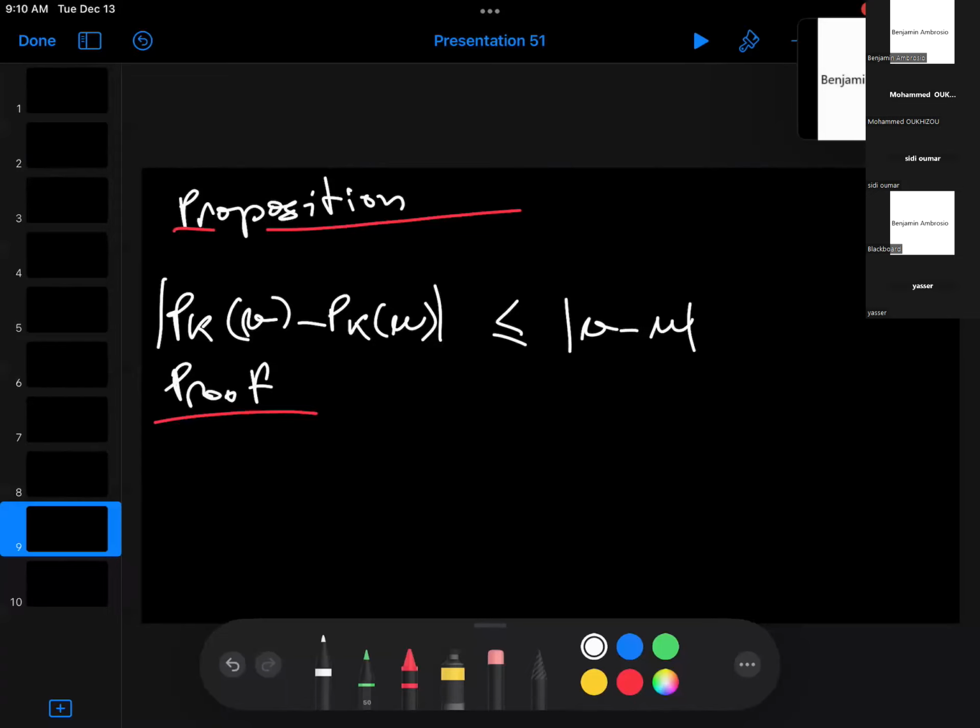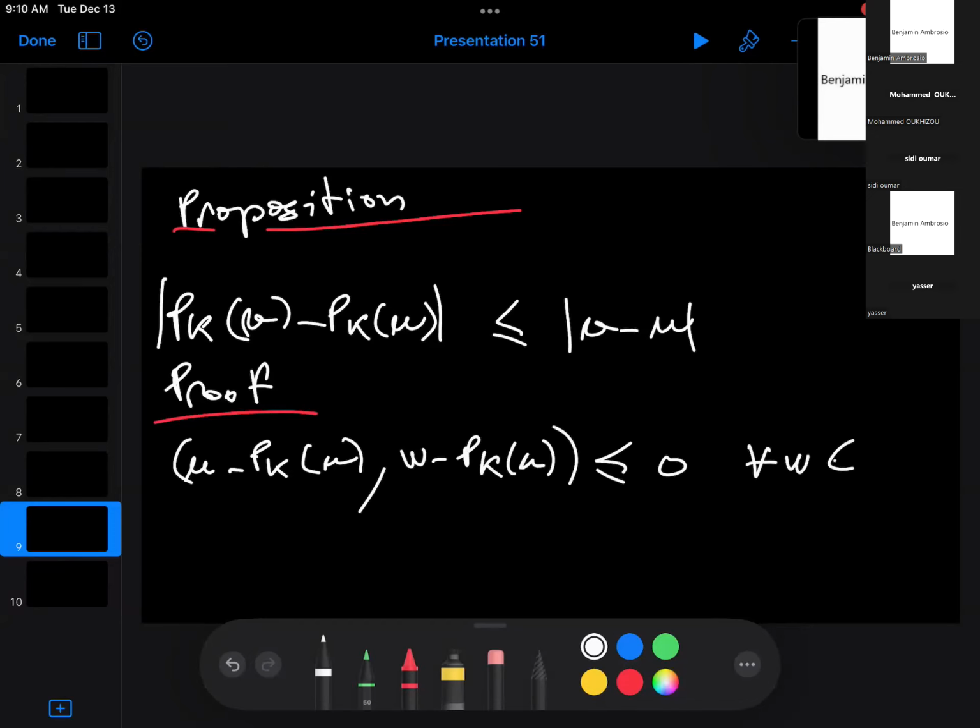The proof starts like the proof of the uniqueness for the previous theorem. So we will write that you have U minus P_K of U, we take the scalar product with W minus P_K of U. This is non-positive for all W in K. And you have the same thing for V.